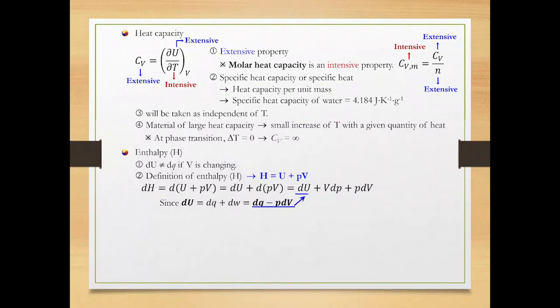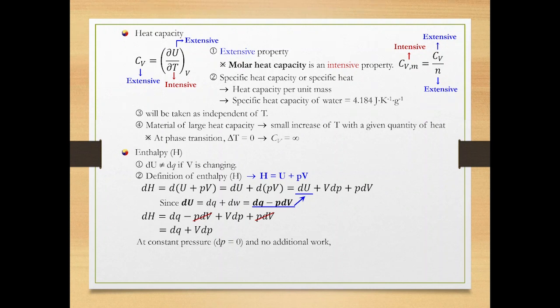Plug this into the equation above. Then, the equation can be written out to dH equals dQ minus PdV plus VdP plus PdV. The PdV's are cancelled. Now dH is simplified to dQ plus VdP. At constant pressure with no additional work, dH equals dQ sub p. For a sizable change, delta H equals Q sub p. It implies that the heat transferred at constant pressure is enthalpy.